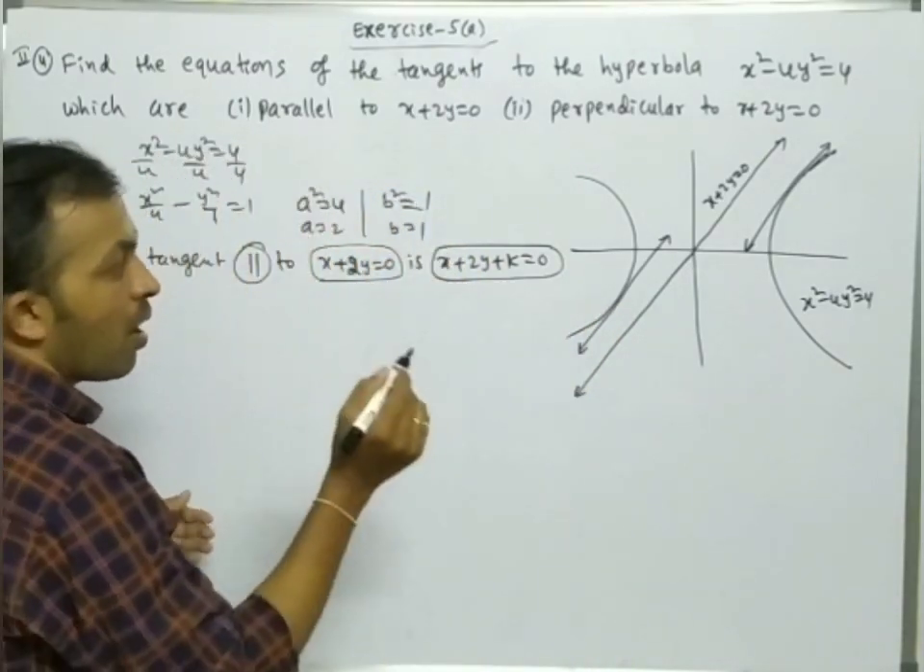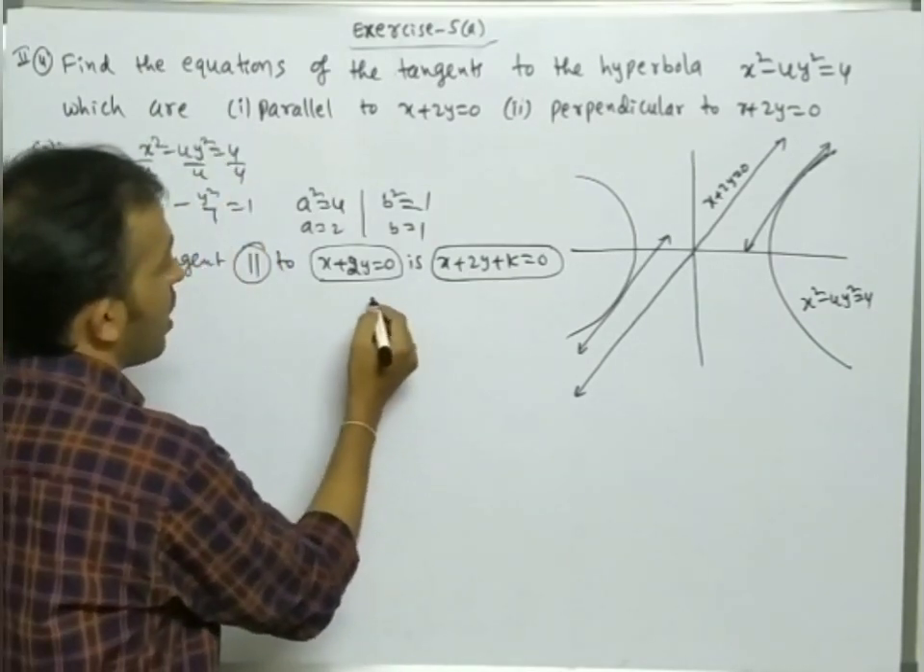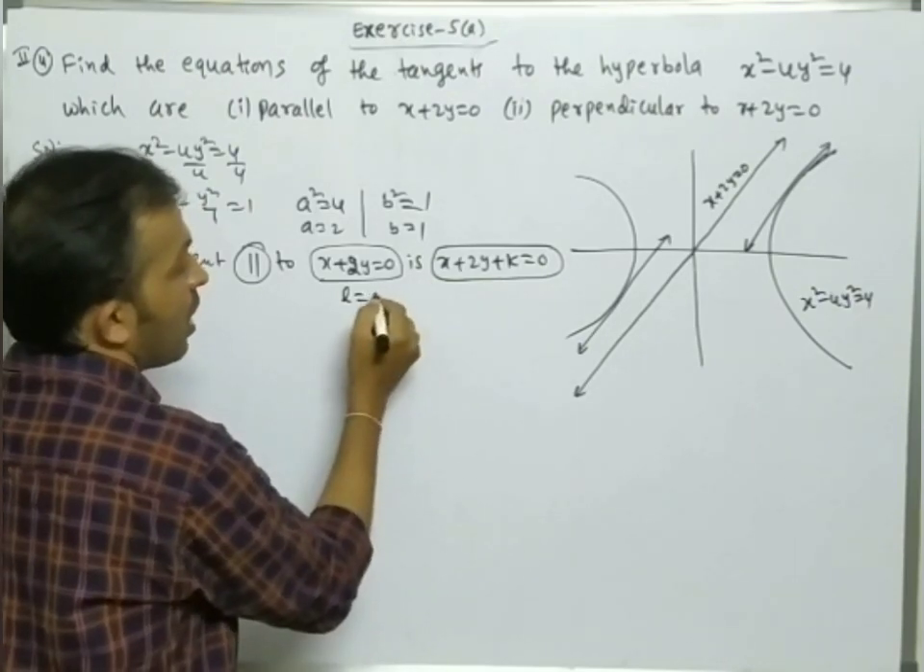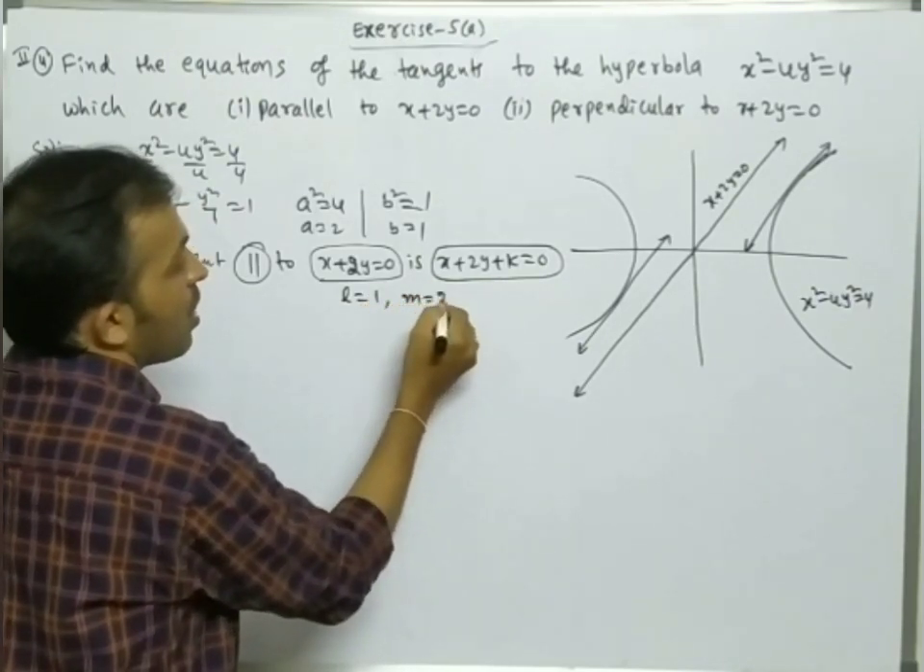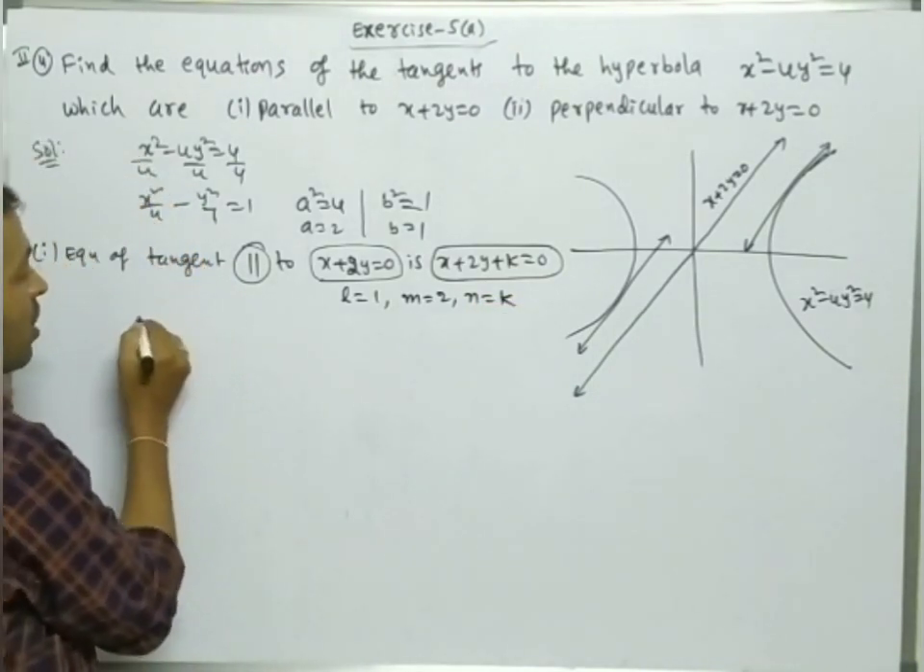So for that, apply the condition for tangency. Okay, so what is the condition for tangency? Compare with l, m, n: lx plus my plus n. l is equal to 1, m is equal to 2, n is equal to k, right? So what is the condition for tangency?